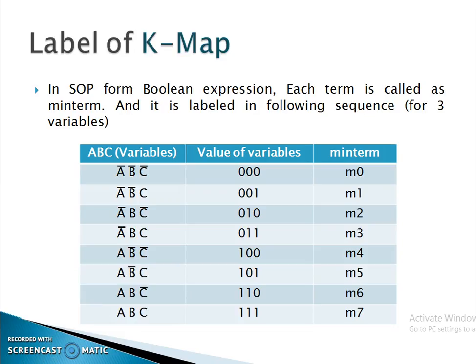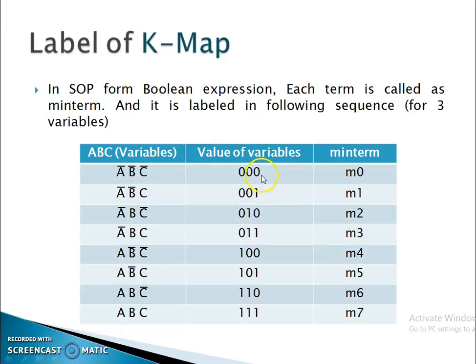Now how will we label the blocks of K-map? We know that in sum of product form, the terms will be in this manner: A bar, B bar, C bar, or A bar, B bar, C. In sum of product, we will consider A bar as 0 and A as 1. Means the complements of the variable will be considered as 0 and the actual value of the variable will be considered as 1.